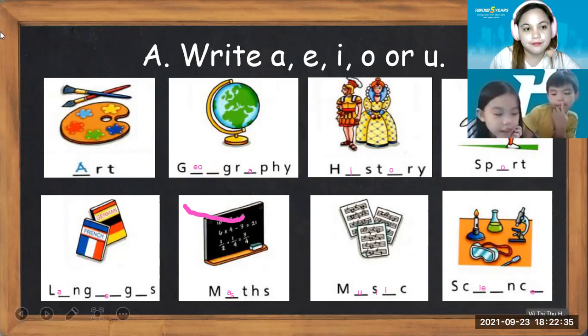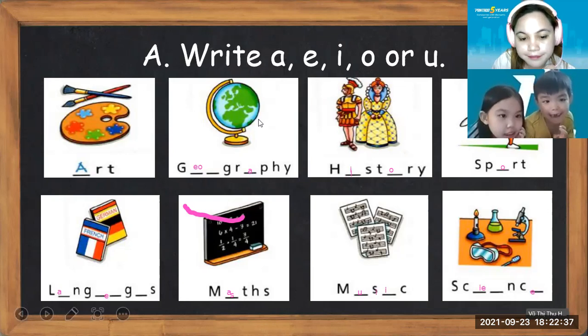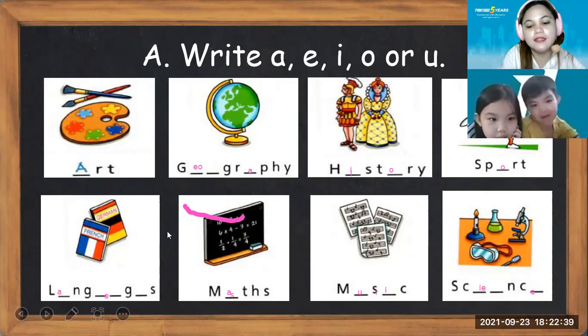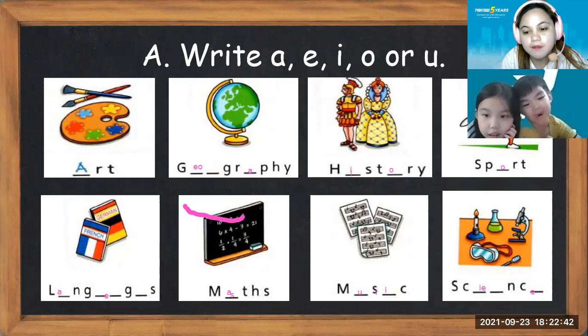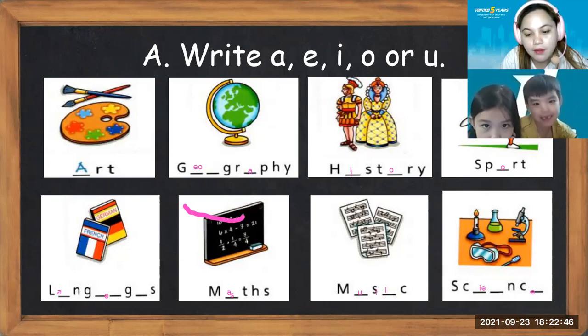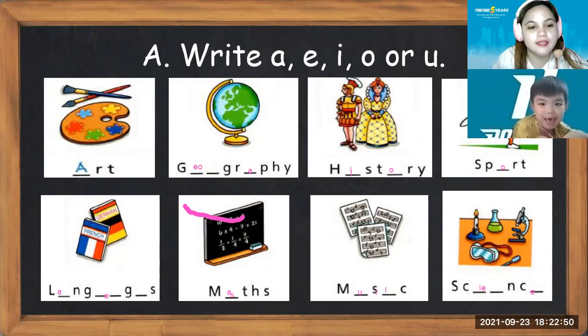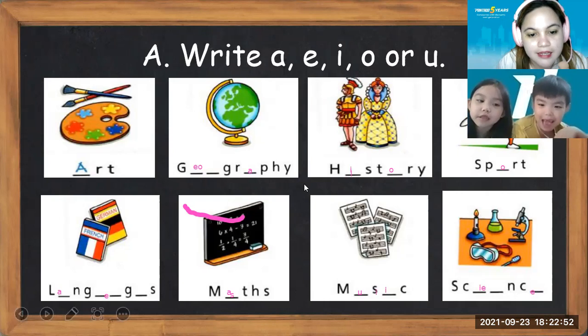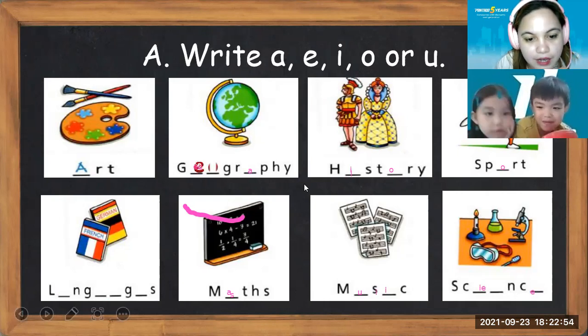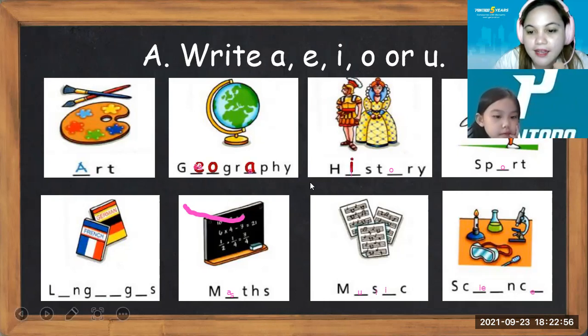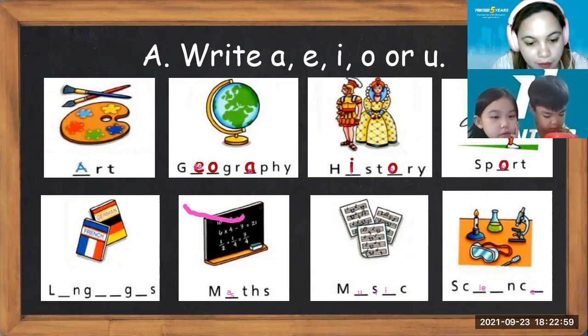I don't know, right? Languages. That is languages. Do you know the spelling of languages? No. Yes. No. I don't know, right? Okay. Oh, let's see. I know. Yes, I do. So this is geography. You are correct. Next one is history, sport.